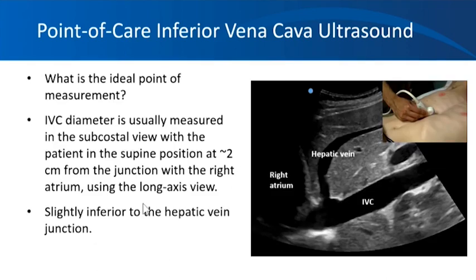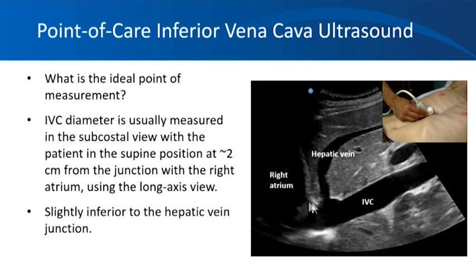So where do you measure the diameter of the IVC? IVC diameter is usually measured in the subcostal view with the patient in the supine position at about 2 centimeters from the junction with the right atrium. This is the ideal view of the inferior vena cava in the longitudinal axis, and you have the liver on the top of the screen, and this is the IVC, and you see that the IVC is entering into the right atrium. You'll also see the hepatic vein joining the IVC.